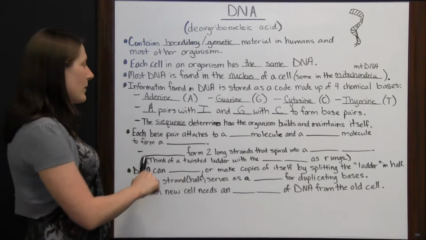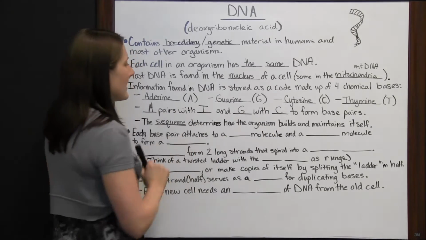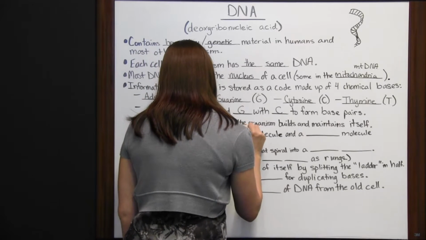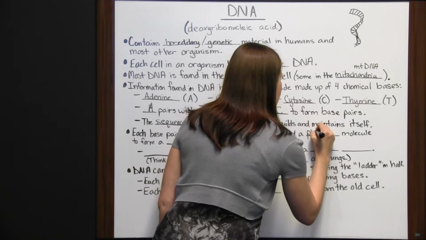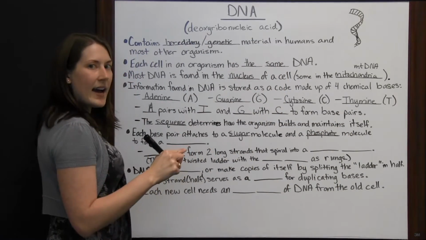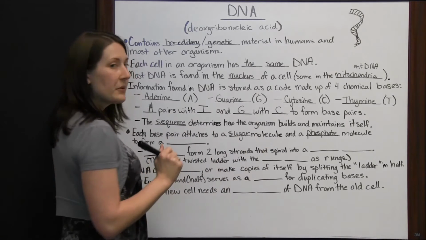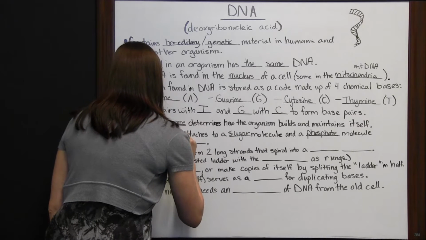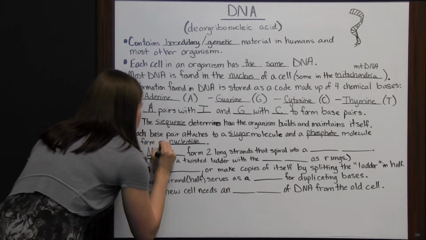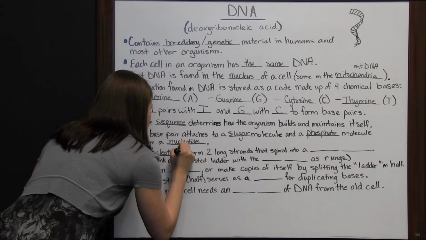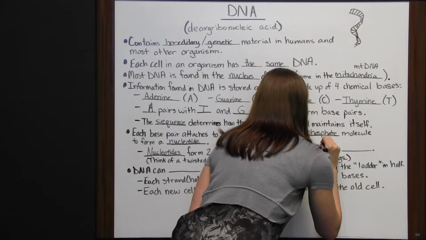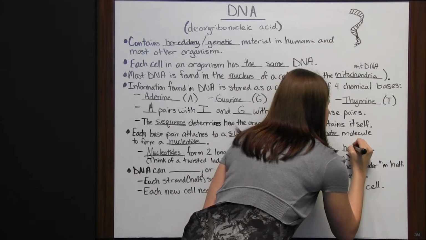Each base pair, so our adenine thymine pair or guanine cytosine pair, is going to attach to a sugar molecule and to a phosphate molecule. And once a base pair attaches to the sugar molecule and phosphate molecule, it forms a nucleotide. And these nucleotides form two long strands that spiral into a double helix. That is the shape that DNA takes on.